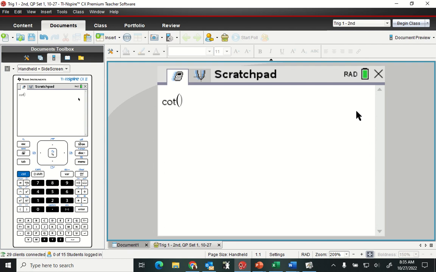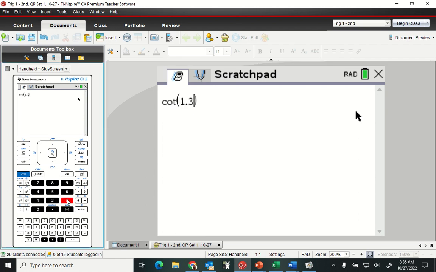And then the number that I'm plugging in, what was the number they used? 1.32. Like that? Okay. All right. Hey, look. Our calculators actually have a cotangent button, so it makes life even easier. There we go.